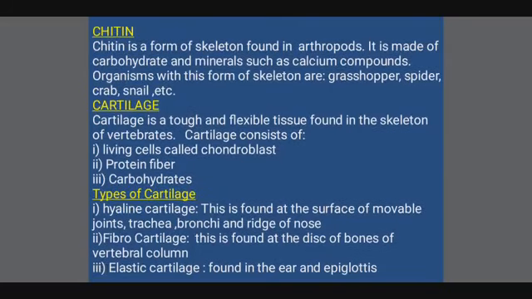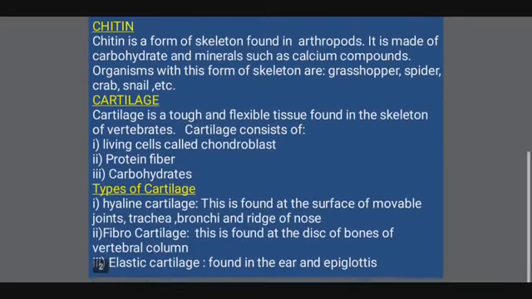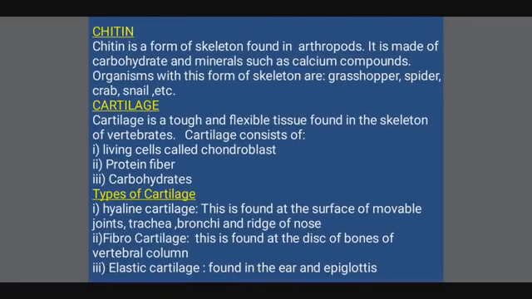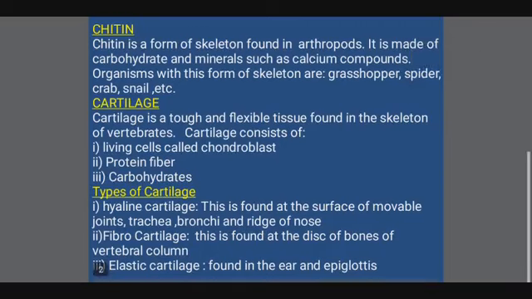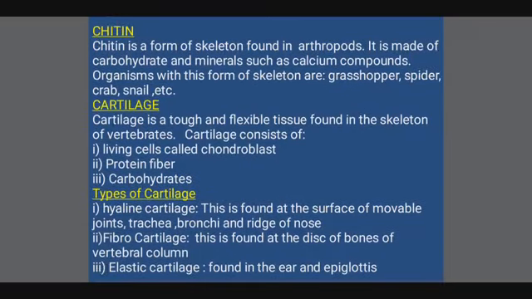Okay, hyaline, you find this at the surface of movable joints. Of course, the joints at the knee. At the knee, there is cartilage there. At the elbow as well, there is a cartilage there. This cartilage prevents the bones from rubbing against bone. So this is the role the cartilage is playing. Hyaline cartilage is found at the surface of movable bones. You also find it at the trachea, bronchi, as well as the ridge of the nose.